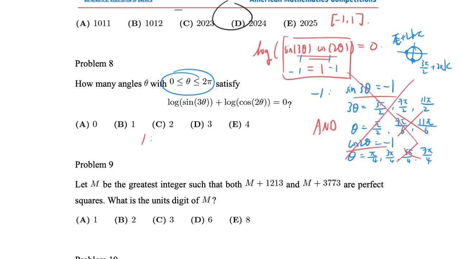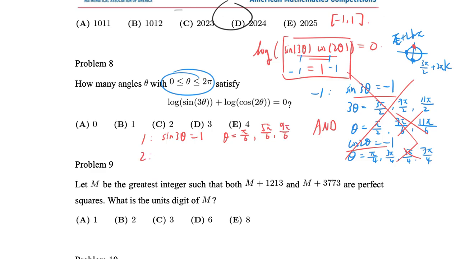For 1, you can do the same stuff, right? So sine 3 theta equals 1. This means that we have to be right over here, and so theta, what am I doing? Theta is equal to pi over 6, or 5 pi over 6, 9 pi over 6, or 13 pi over 6, which would go over bound.